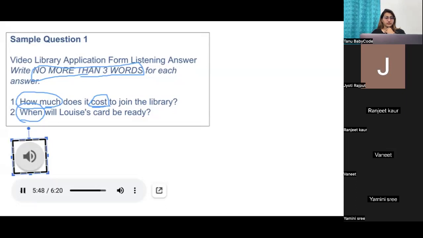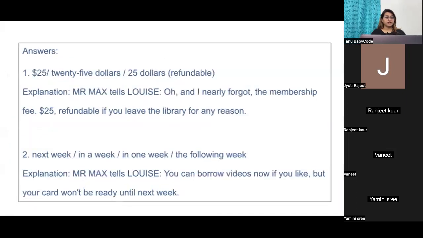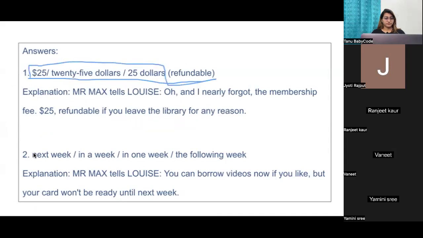Next week. Yes. So see how you can write your answers. You can write your answer in these formats. These are acceptable. And for the second answer, you can even write next week, 1 week, in a week, or the following week.